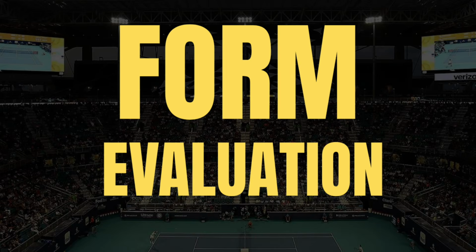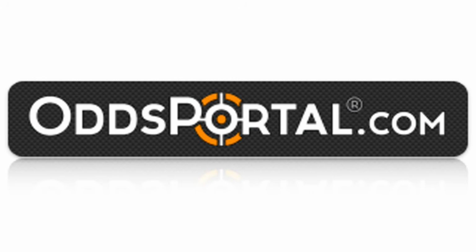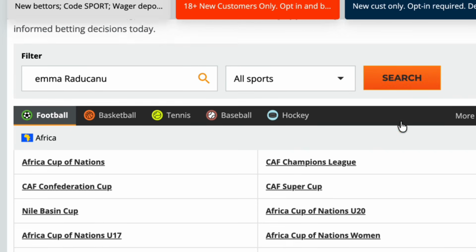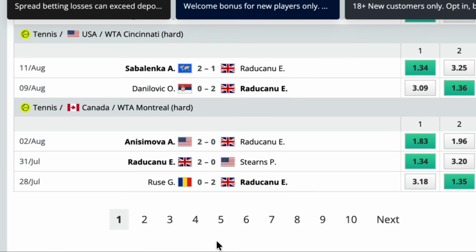Now the first metric, and the obvious one, is form. But a lot of people get this wrong. It's not just about the win-loss record. You've got to do more than that. You've got to go through expectancy. Now the best way to judge expectancy is to look through the odds. You can go through the archived odds by using a platform, something like Odds Portal, going to the betting tools there, archived odds, put in your player and actually seeing how they performed over the past year.